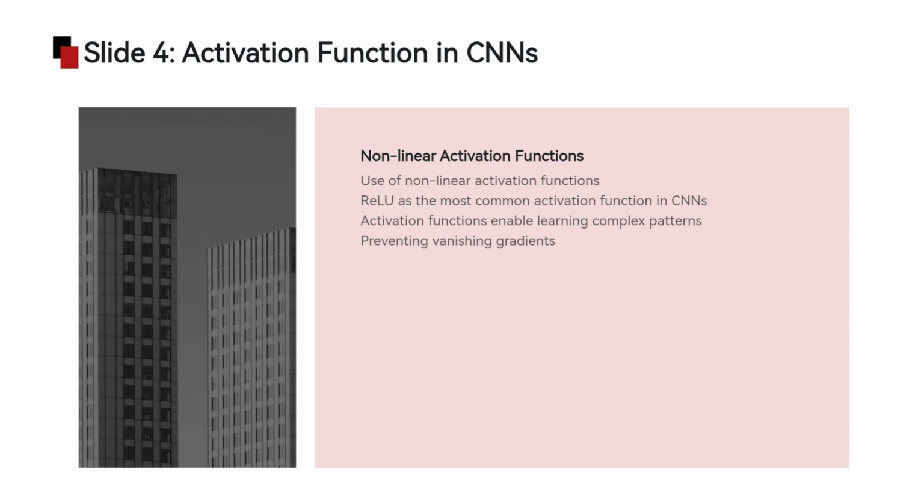ReLU is computationally efficient and helps address the vanishing gradient problem, which can slow down or halt learning in deeper networks. Other activation functions like leaky ReLU or ELU, exponential linear unit, can also be used in some cases to overcome ReLU's limitations, such as when neurons become inactive due to the dying ReLU problem. Activation functions allow CNNs to learn nonlinear decision boundaries, making them suitable for solving complex visual tasks like image classification.